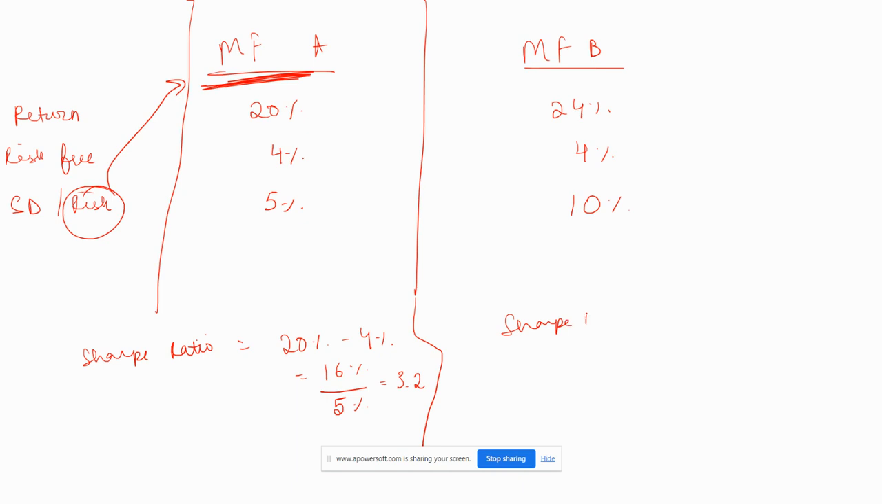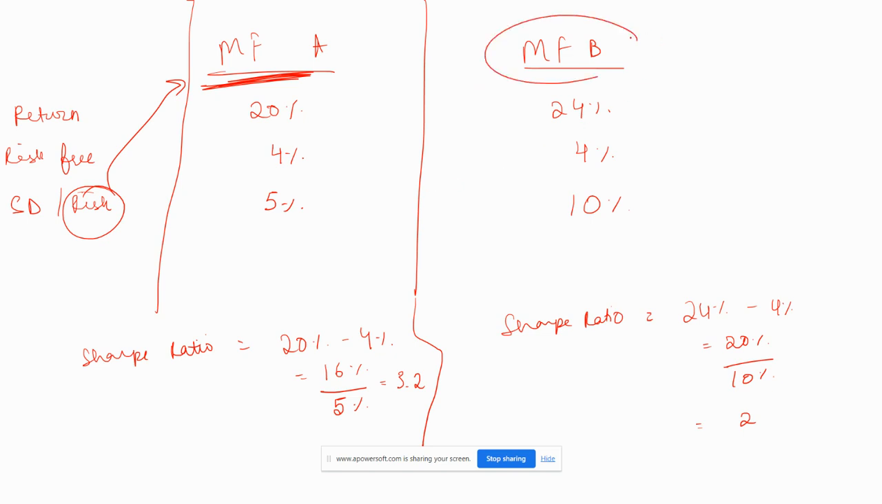What about the Sharpe ratio of mutual fund B? 24% return minus 4% is 20%, which means 20% extra returns I've got. Divide this by the risk that I've taken, which is 10%, and it equals 2. So mutual fund A's Sharpe ratio is 3.2, mutual fund B's Sharpe ratio is 2.